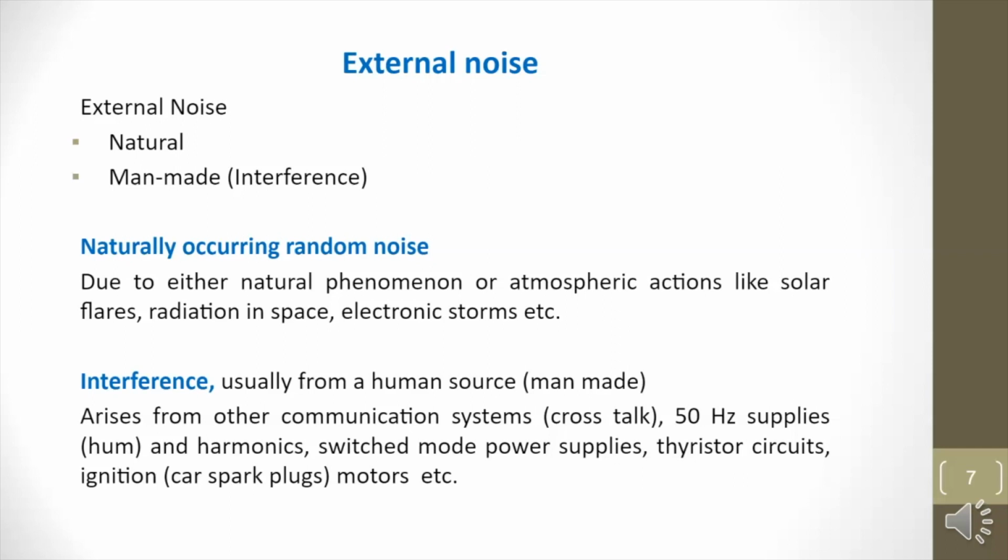Naturally occurring random noise appears due to either natural phenomena or atmospheric actions like solar flares, radiation in space, electronic storms, etc. The second category, interference, usually arises from a human source, or man-made noise. It arises from other communication systems, like crosstalk, 50 Hz supply hum and harmonics, switch mode power supplies (SMPS), thyristor circuits, ignition motors, etc.